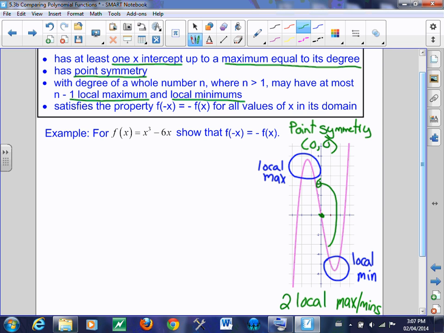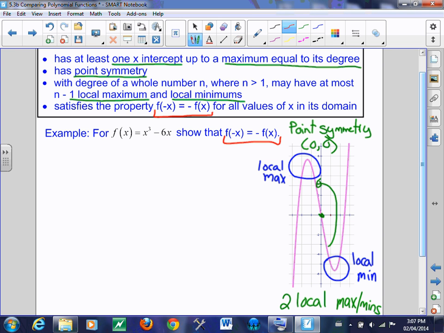And the thing about odd behavior is that it satisfies the property that f at negative x equals the negative of the whole function for all of its x values in its domain. All right, so we're going to take a look at proving that. So it says, for example, f at x equals x cubed subtract 2x. Show that f at negative x equals negative f at x.